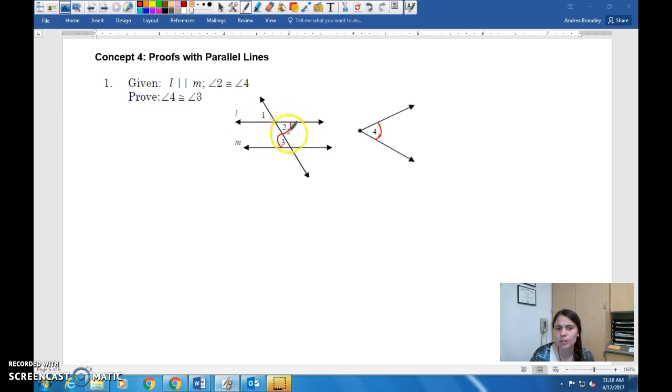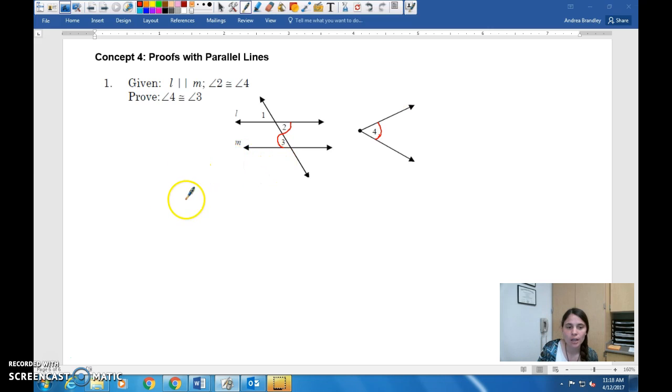Well, if 2 and 3 are the same, and 2 and 4 are the same, then all three of them have to be the same. That's the only way that makes sense. So 4 has to be equal to 3. So that's the way I logically think through a proof before I start writing it. So I'm going to show you two different ways you can write this.